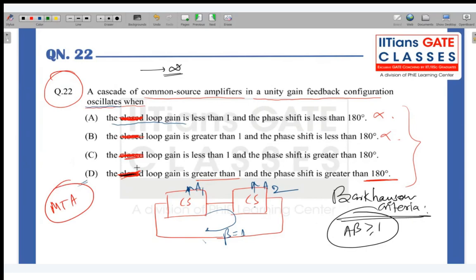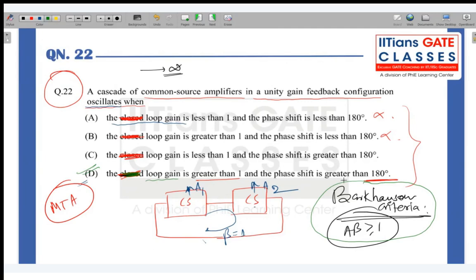Okay, so option D will be correct if you consider loop gain. Barkhausen criteria only talks about loop gain. Loop gain is what you get if you go around this loop. Loop gain should be greater than 1, and certainly it will be greater than 1, and the angle will be greater than 180, right?